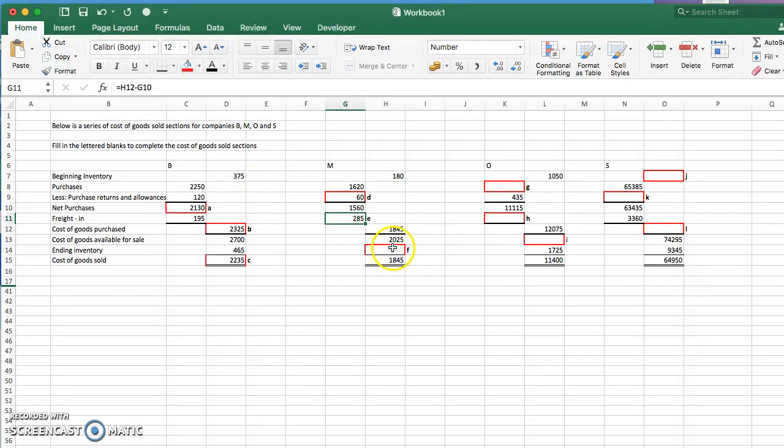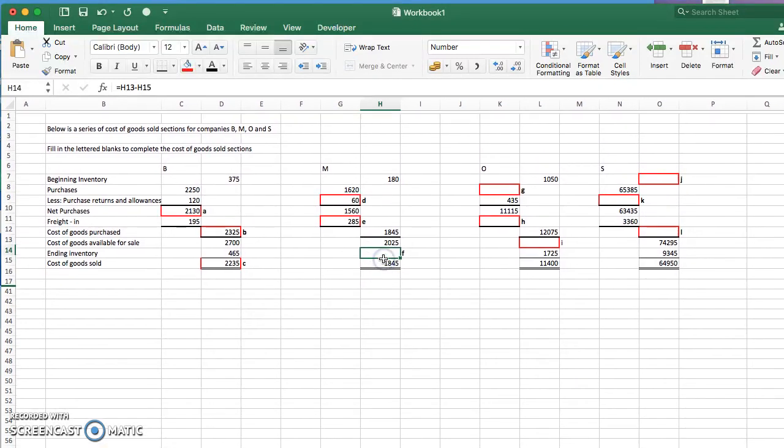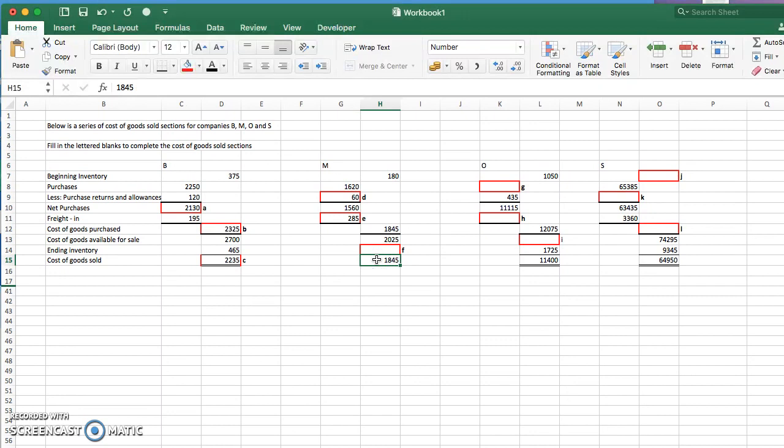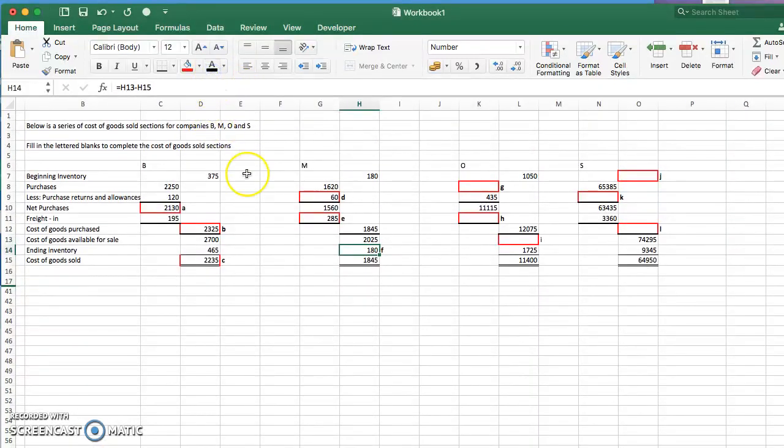And then the last number for company M is ending inventory, and we find that by subtracting the cost of goods sold, the 1,845, from the cost of goods available for sale, the 2,025, and that gives us 180. Sorry, my screen's jumping a bit there.